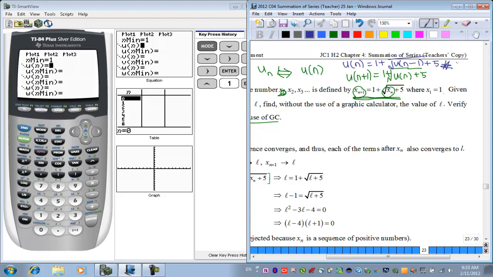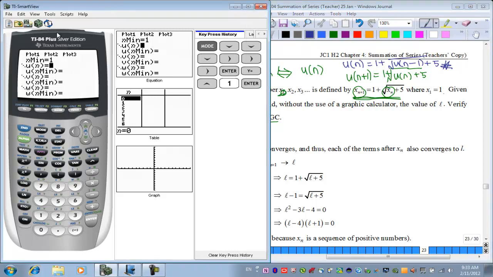So my left hand side is already given by my GC. So what I need to do is to key 1 plus. Okay, now this is the part that you have to be careful, okay? I'm going to have square root of un minus 1. Now where is my u? Take a look at your calculator. The u is in fact over here, the small blue number above the 7 key. So to get the u, I need to put shift 7. Okay, this will give me my u.